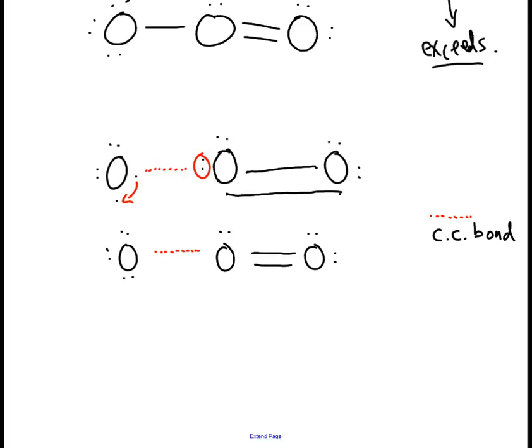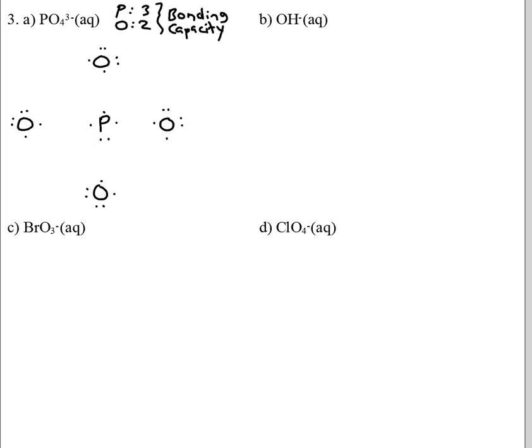So we have 2 single bonds, or a double bond and a single bond to complete the structure for this molecule. We're going to look at the polyatomic ions. Maybe I'll show one, and the remainder of them you can do in class tomorrow. All right, well, in this example, phosphate. So how does the phosphate ion come into existence?